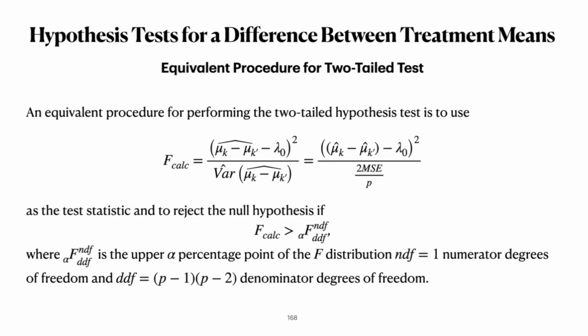The rejection criteria will be to reject the null hypothesis if this test statistic, F calc, exceeds the upper alpha percentage point of the F distribution with one numerator degree of freedom and denominator degrees of freedom equal to p minus 1 times p minus 2.